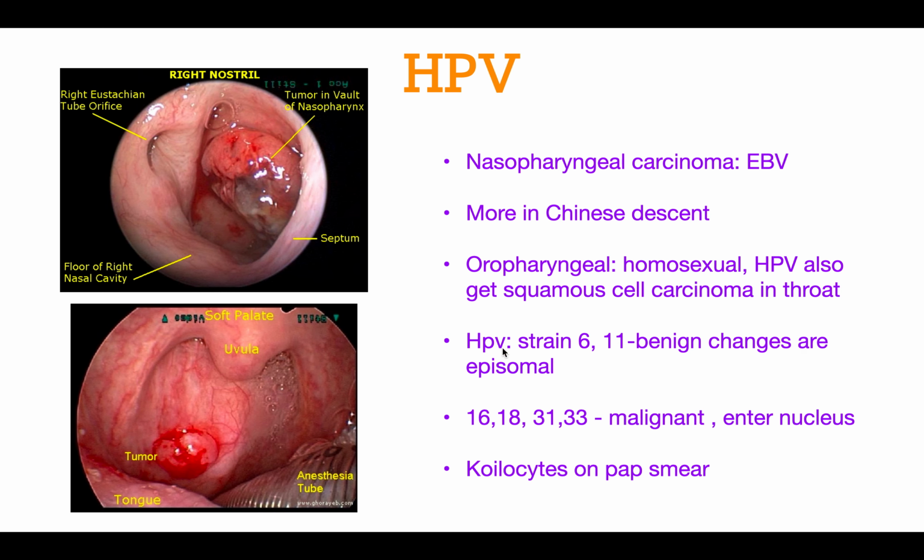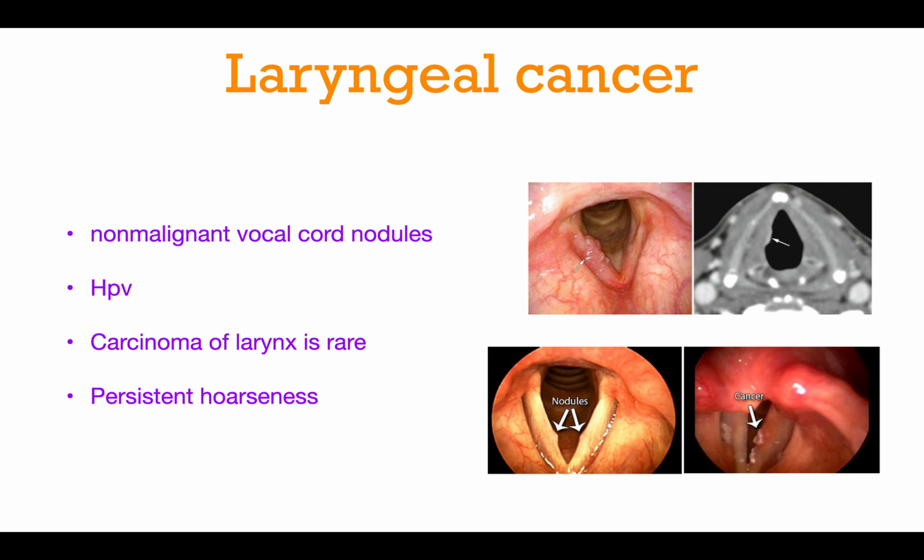So HPV, the important strains to know is 16 and 18. These are the most common malignant cells. I mean, there's 31, 33, and 45, but 16 and 18 are the most common ones. 6 and 11, however, is benign. Of course, you're going to look for the koilocytes on the pap smear. We've already gone through that. They're the halocytes.